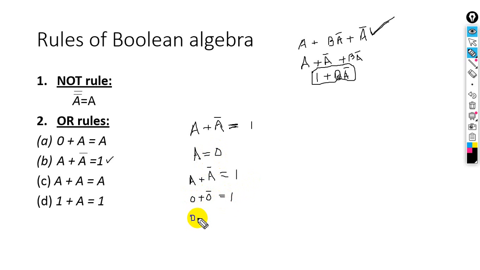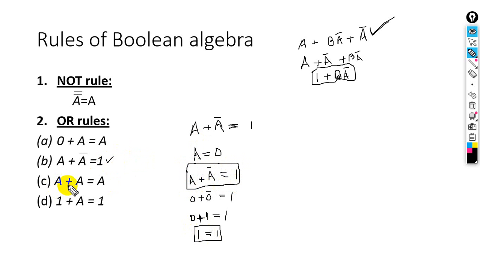So 0 or, now this 0 bar will be converted to 1, is equal to 1. So again we have 1 in our operation. If there is only 1 as a value in our operation, the result will be 1. So 1 is equal to 1. So we can say that we proved that this equation is applicable in Boolean algebra, and this is correct for the OR rule.